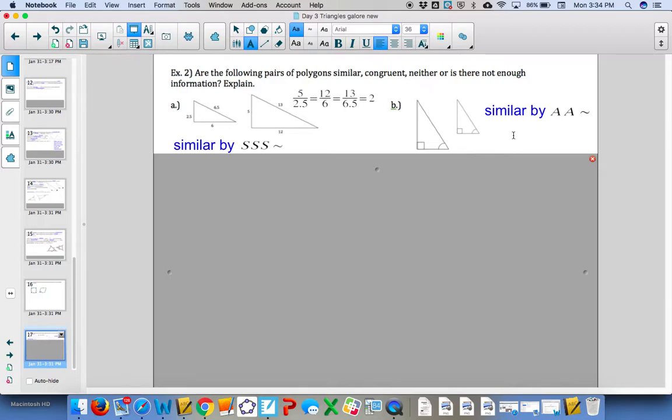Again, there are three shortcuts that work for similarity for triangles: angle-angle, side-side-side, and side-angle-side. So I want you to pause the video and try C through F and see if you can determine whether or not the polygons are similar, congruent, neither, or if there is not enough information.